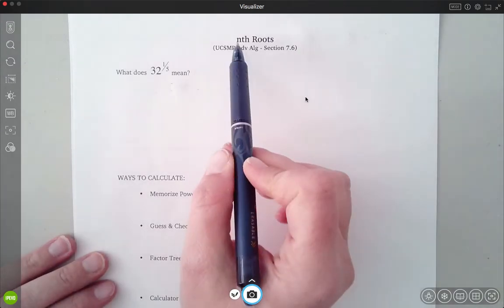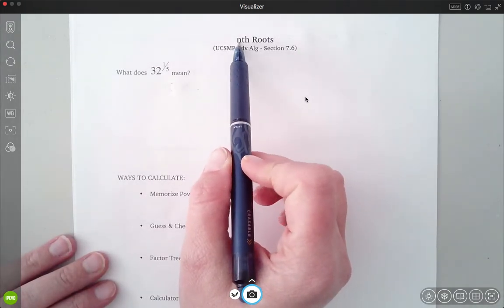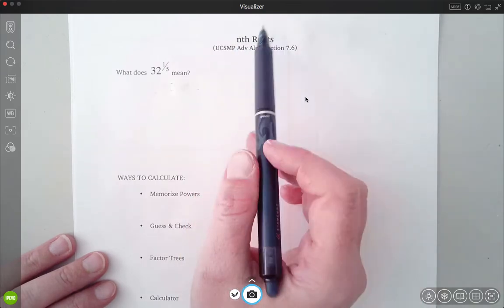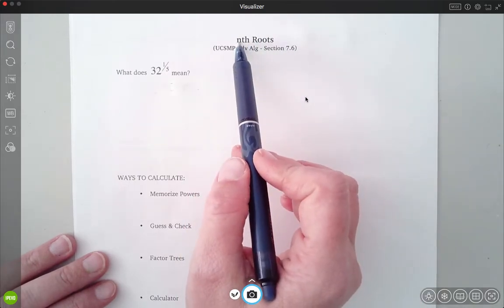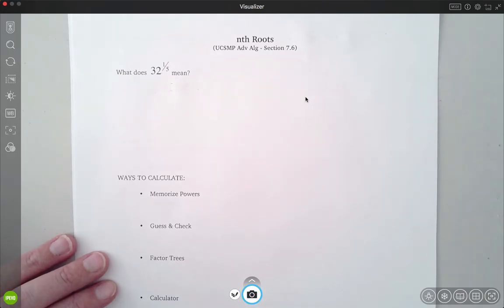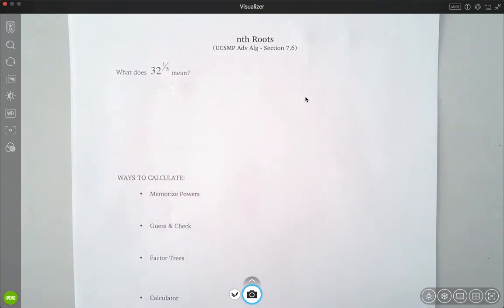When I say nth roots, n is just kind of a placeholder for any number of roots you might want to take. So you could take a fourth root, or an eighth root, or a cube root, or even a square root. Those are all the types of math that we're tackling today.